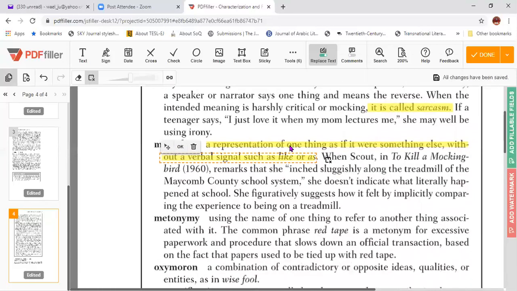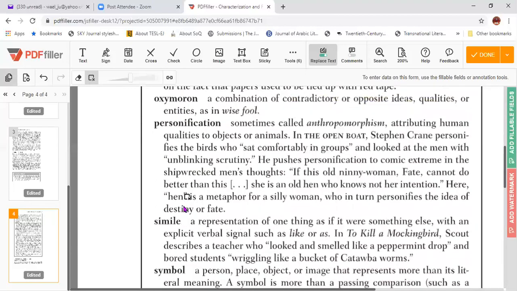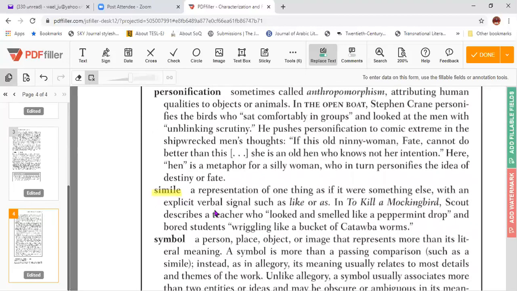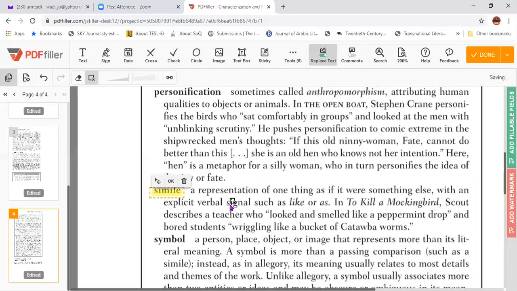Now, look at this metaphor, okay. Now, if I say, I am a lion, I am a lion. Now, this is a metaphor. Why? Because I refer to myself as a lion without using the word as or like. Now, compare metaphor with simile here, okay? Simile is not the opposite, but it's the same as the metaphor. But the difference between metaphor and simile is that in simile, we use words such as like or as.